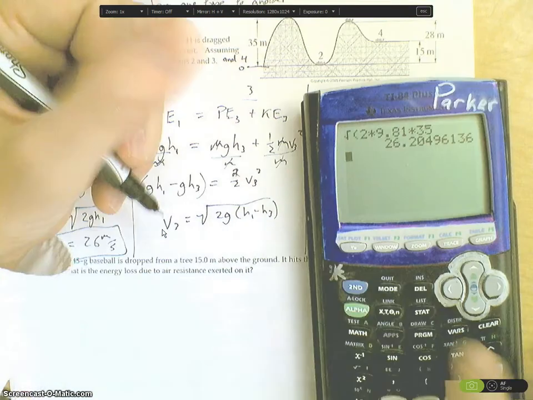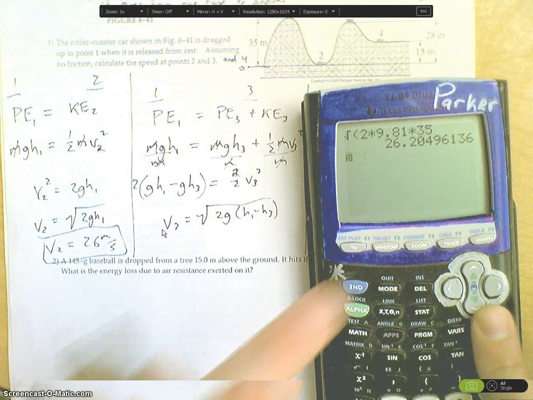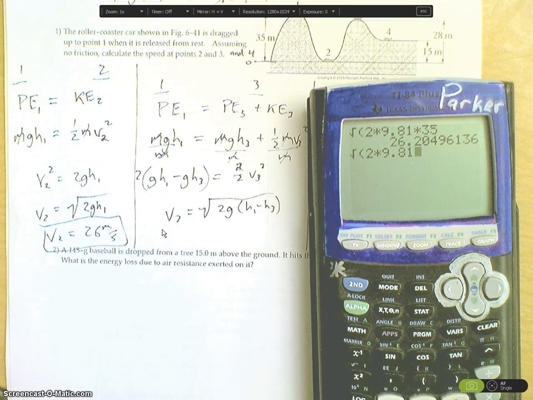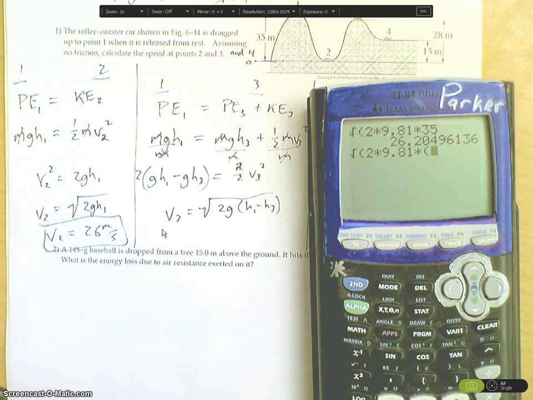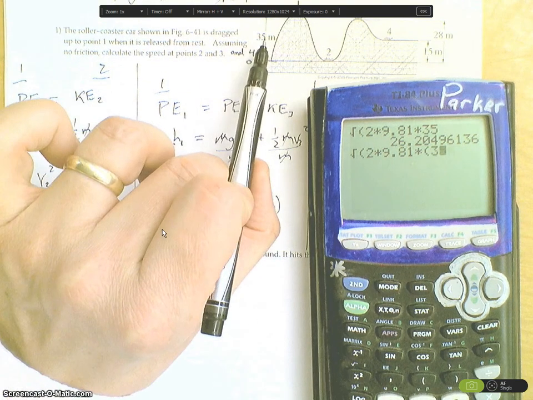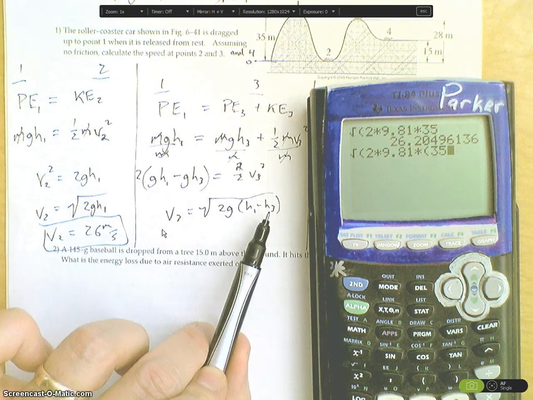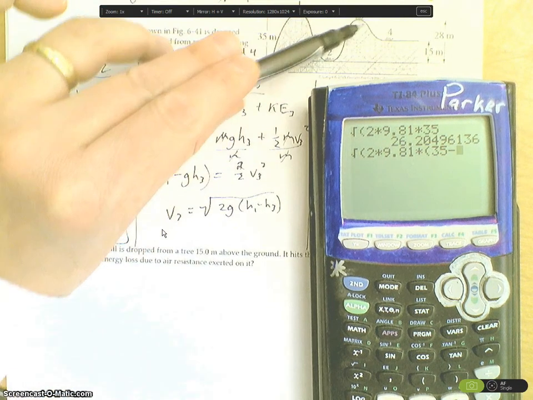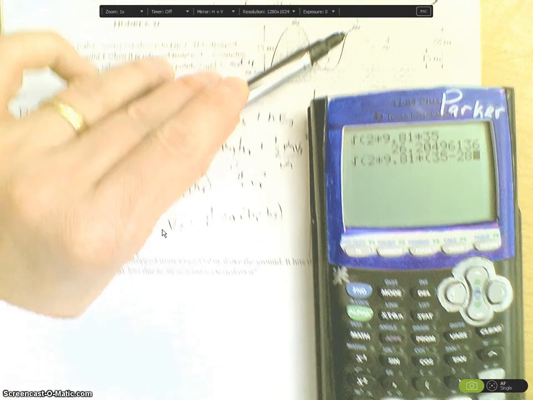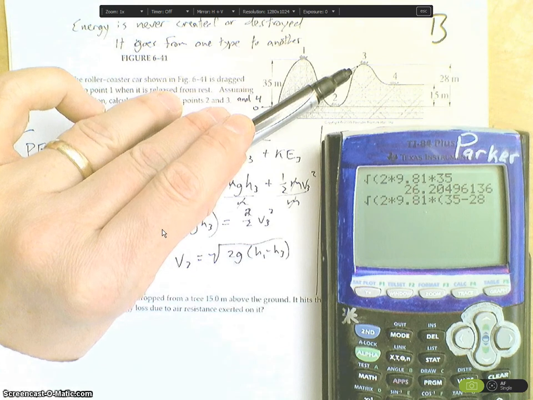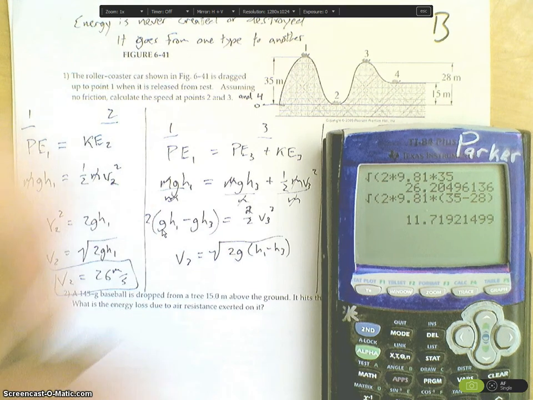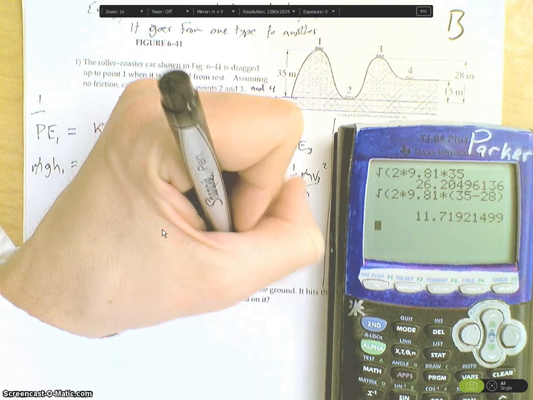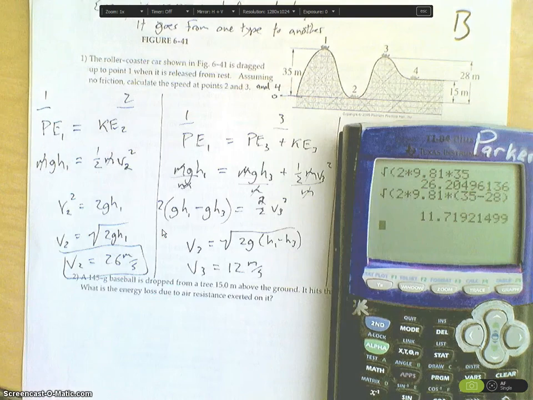I plug that into the calculator. Square root of 2 times 9.81 times parentheses h1, which is 35, minus h3, which is 28, and parentheses, and I get 11.7. So v3 applying sig figs is 12 meters per second.